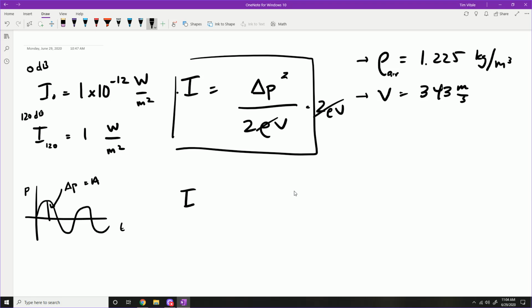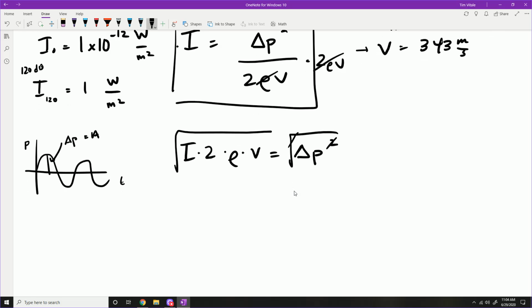But then I have to do it on this side as well. So I have I times 2 times the density times the speed is equal to the change in pressure, the amplitude, squared. And then in order to get that by itself, you have to square root both sides. So to rewrite it neatly, the change in pressure, or the amplitude, is going to equal the square root of the intensity times 2 times the density times the speed.